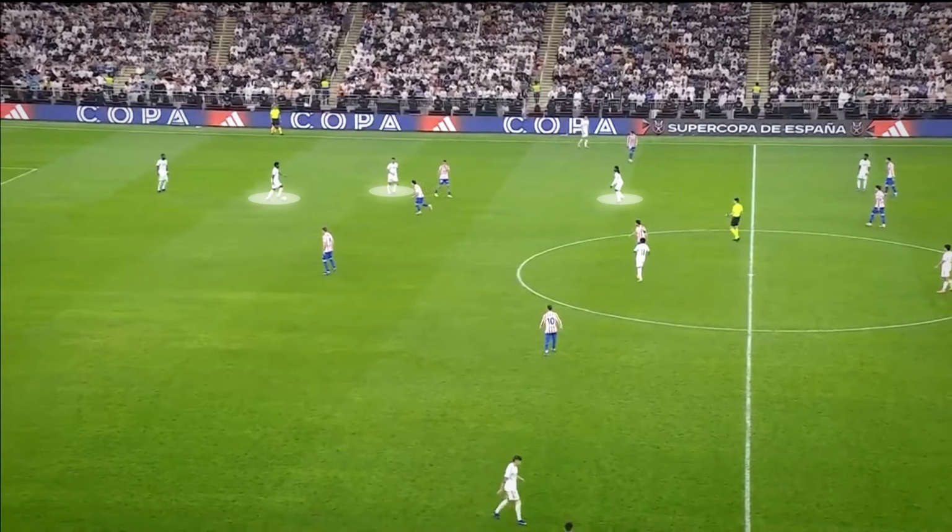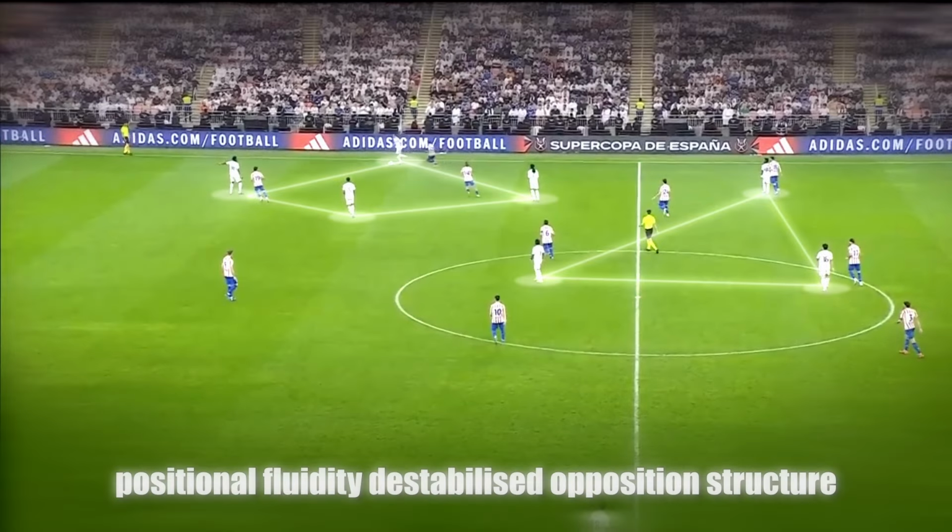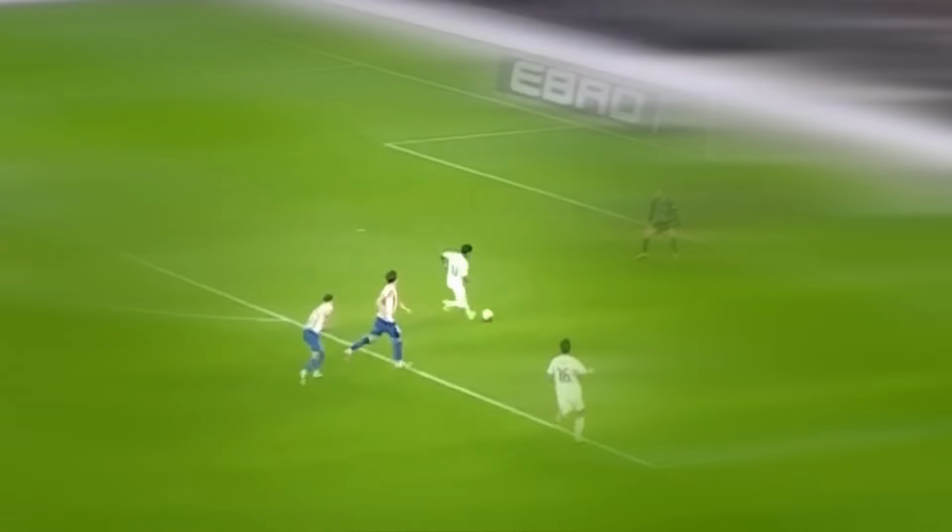This is three of Real Madrid's midfielders in a straight line instead of forming a typical midfield three. And this is their right winger inverted to be that attacking midfielder. So let's decode how this positional fluidity destabilized the opposition and they scored a brilliant goal.